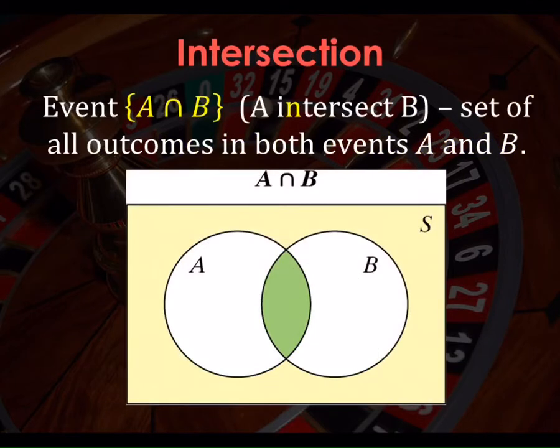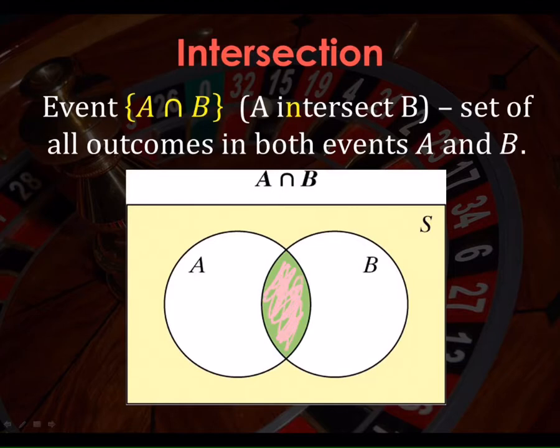The other set notation concept is the idea of an intersection. This upside down round U kind of looks like an N. So over here, that means the intersection of A and B. This is the set of all outcomes in both events A and B. So notice in a Venn diagram, it is the overlap of the two circles.